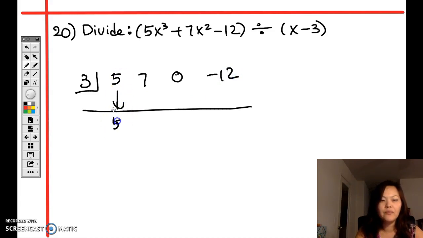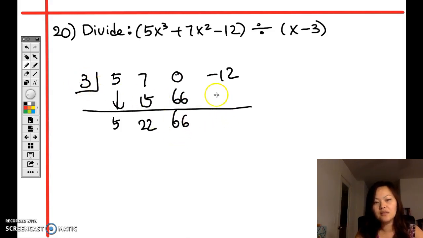Drop, multiply, add, multiply, add, multiply. 3 times 66 is 198. And then add, which is 186. So what's your answer?